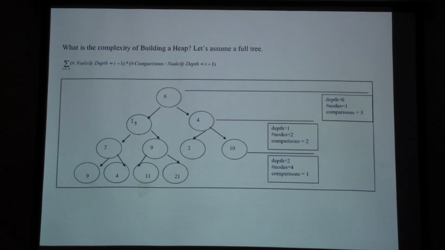Basically, what we can do is count what we were doing in the first place. The complexity of building a heap, let's assume a full tree. And again, a full tree is a good assumption because the tree is always complete, which is almost full, and the height is still asymptotically the same. So let's assume that we have a full tree. The depth of the node here is 0, the number of nodes is 1, and the number of comparisons is 3. How did I get 3?